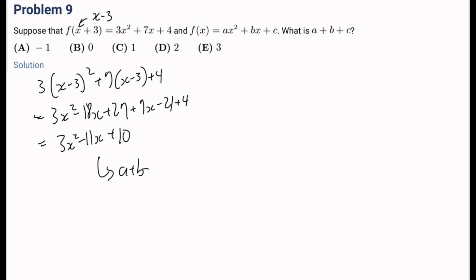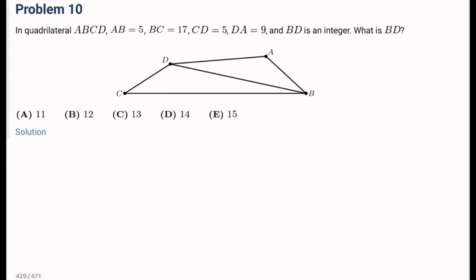So a plus b plus c is 3 minus 11 plus 10, which is equal to 2, right? So 2 is the answer, it's D. Number 10, in quadrilateral ABCD, AB is 5, BC is 17, CD is 5, DA is 9, and BD is an integer. What is BD?